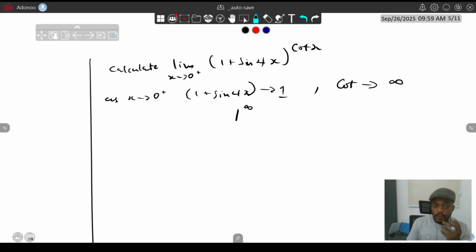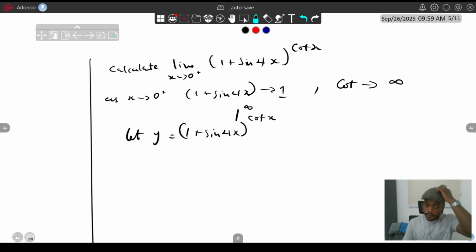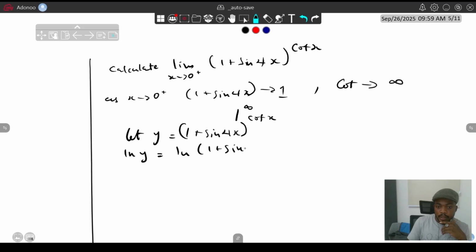Good. So what can we do in this case? We have such a question. We can say, let y be equal to the function 1 plus sine 4x raised to the power cot x. And then we will take the natural logarithm of both sides. We can say that ln y is equal to ln of 1 plus sine 4x.